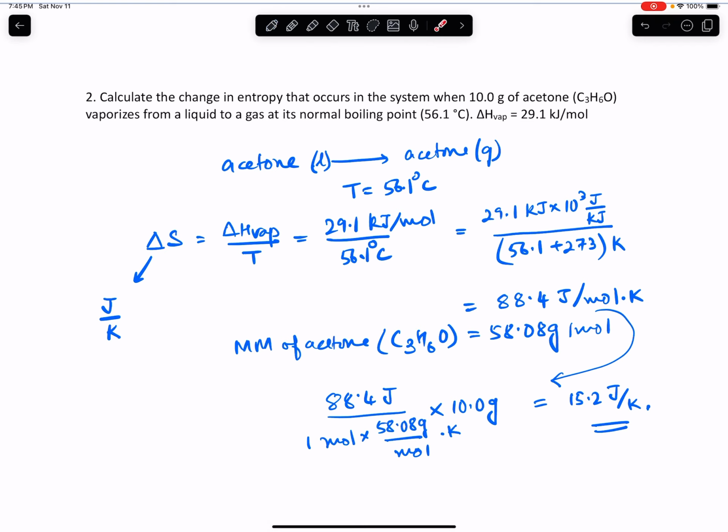Now notice carefully how that entropy change is actually a positive number. That means that this process is spontaneous.